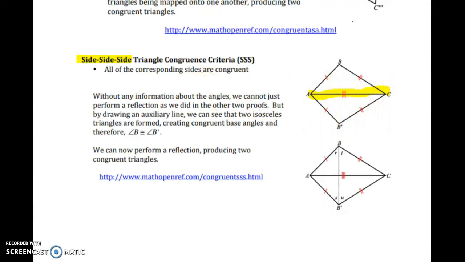Remember that when you reflect, you are reflecting over a line. You are not reflecting over a point. I see a lot of people making that confusion. So reflections are over lines. Rotations are about a point.